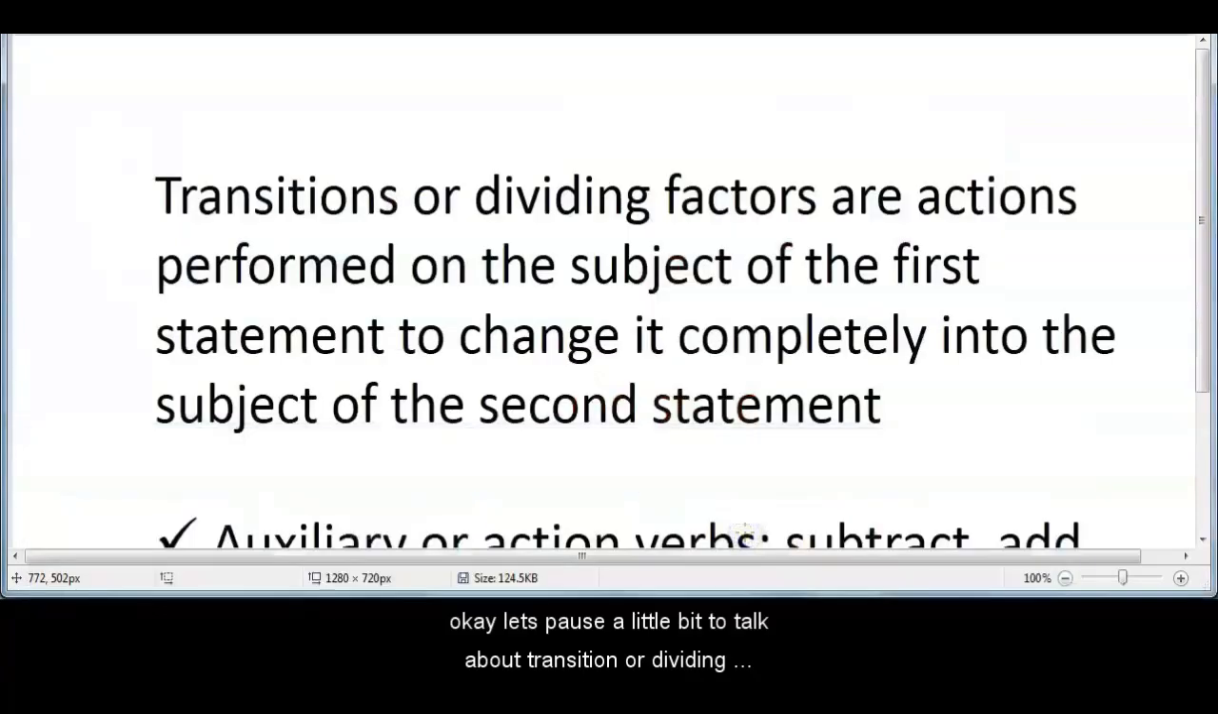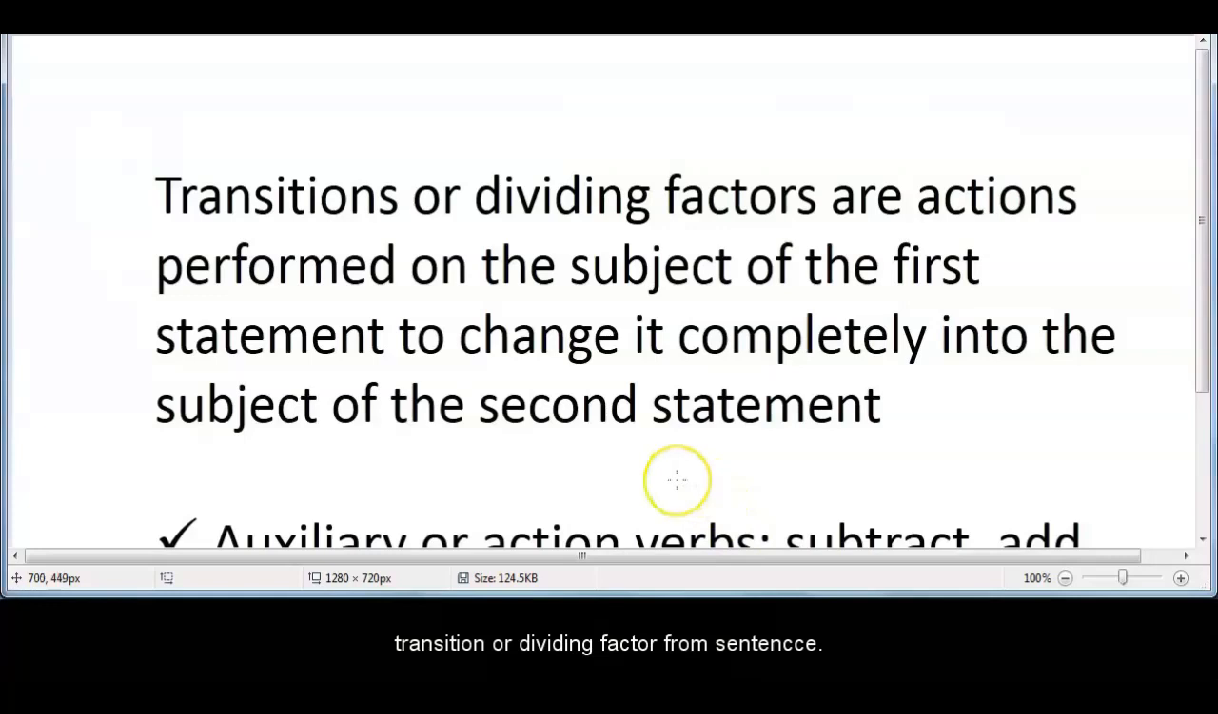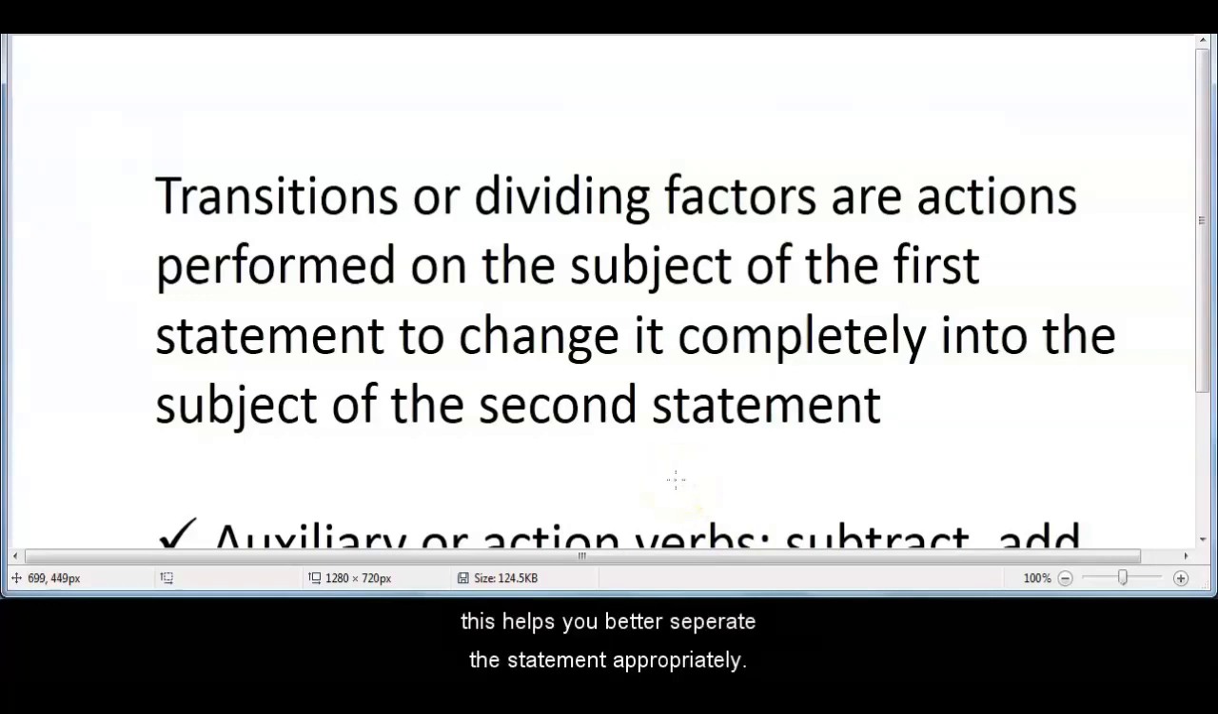Okay, let's pause a little bit to talk about transitions or dividing factors. It is very important that you know how to identify transition or dividing factors from sentences. This helps you better separate the statements appropriately. Transitions or dividing factors are actions performed on the subject of the first statement to change it completely into the subject of the second statement.